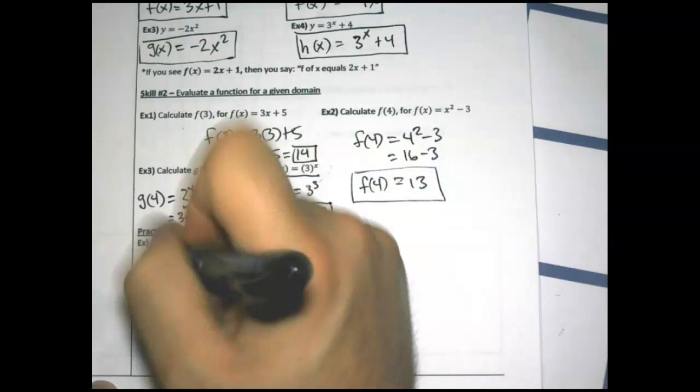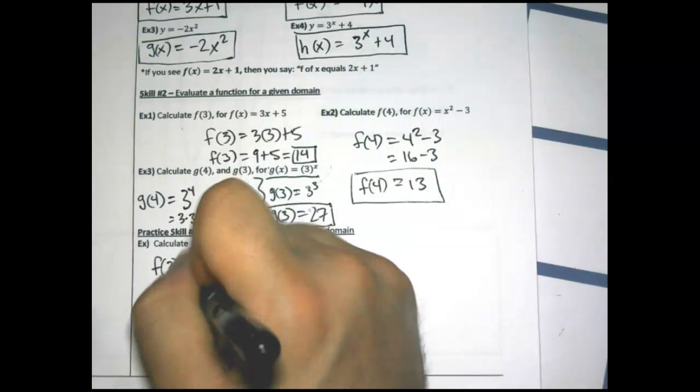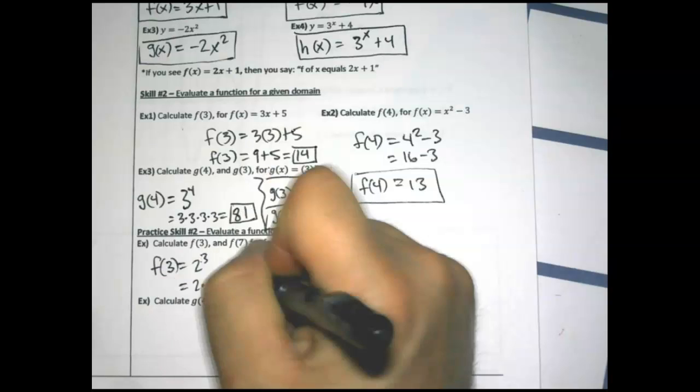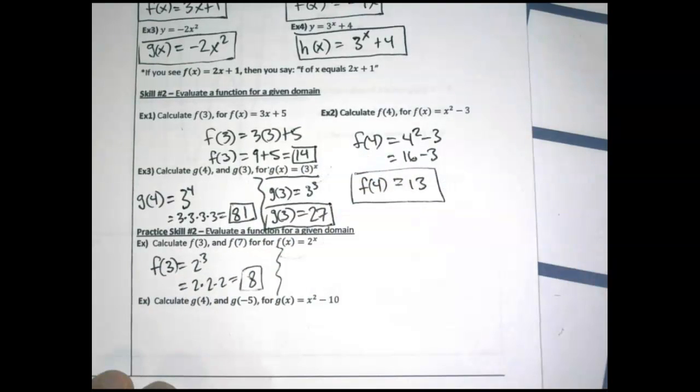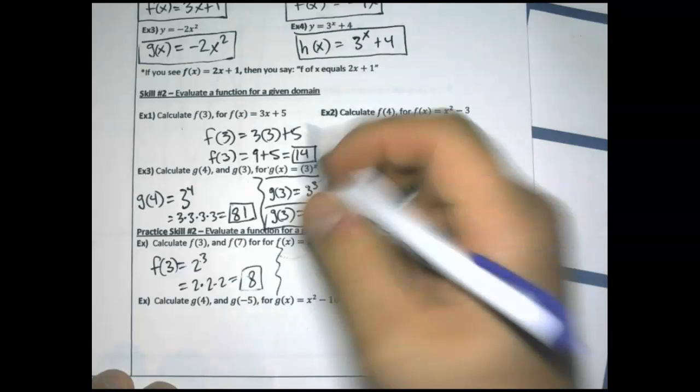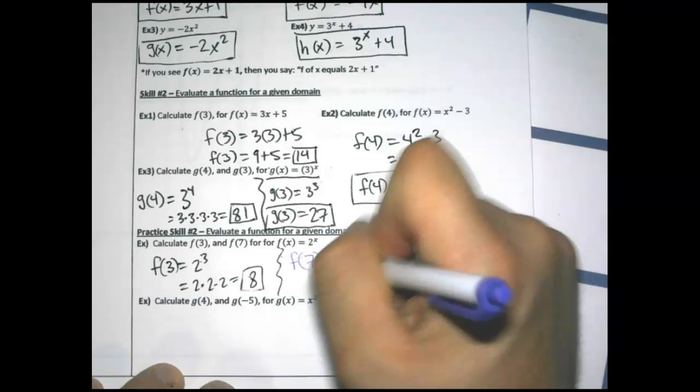So for f of 3, it's going to be 2 to the third, which is 2 times 2 times 2, so f of 3 is 8. And then f of 7 might be a little more of a pain. I want to use a calculator.